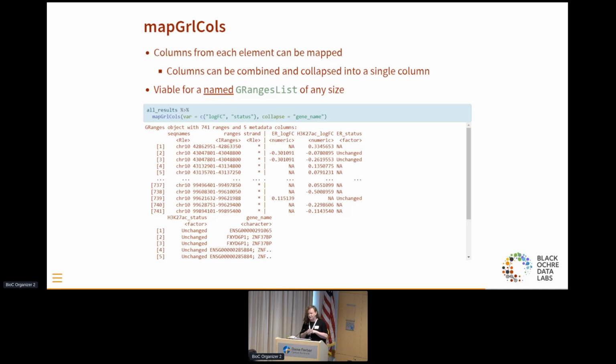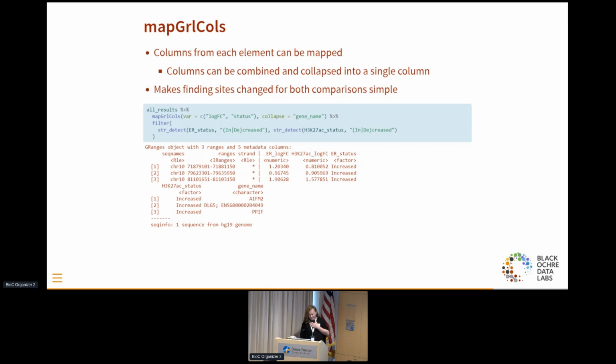So it's a really nice, easy way of mapping multiple elements of a GRangesList and going, where do they work together? And you can choose any number of columns, any number of GRanges in the list, it doesn't have to be of a particular size. And so you can do some really nice, easy, straightforward things here. So here I've just mapped the log fold change, the status columns and the gene name. And I've said, give me the results where it's either increased or decreased in both of the status columns. And so there we go. There's our three ranges where both estrogen receptor and the histone marks are increasing. And we know what genes are mapped to straight away.